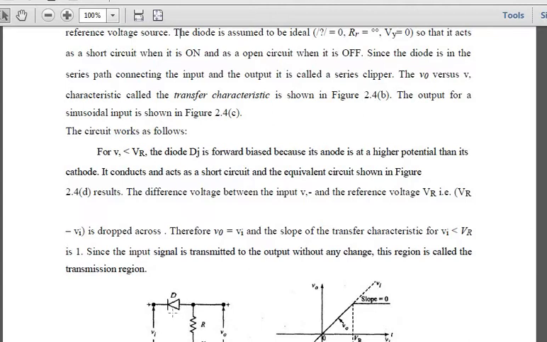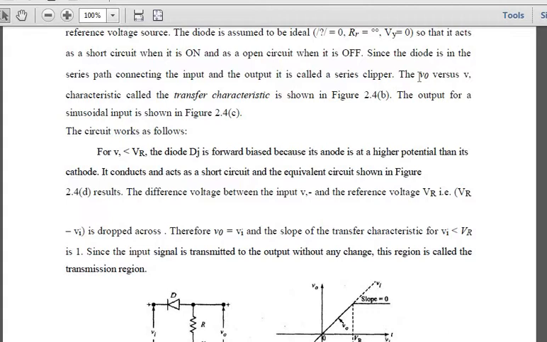Now since the diode is in the series path, connecting the input and the output, this is called a series clipper. As the diode is in the series path, connected to the input, where Vi is the input, the name itself is series clipper.